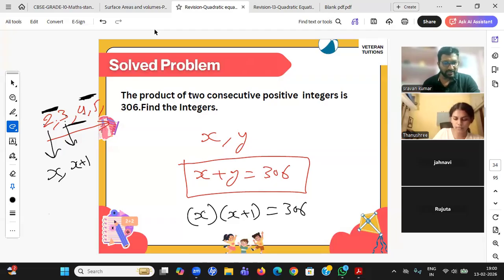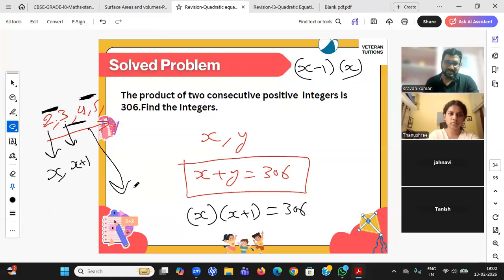Right answer. Tanish, are you there? Yes, sir. Tanish, can I take x minus 1 and x also? Will I get the same answer? You see, if I am taking 4 as x, 3 is x minus 1. So is this combination right? Will I get the same answer? They're telling positive integer, so I think maybe not. So why? Who said x minus 1 is negative integer?